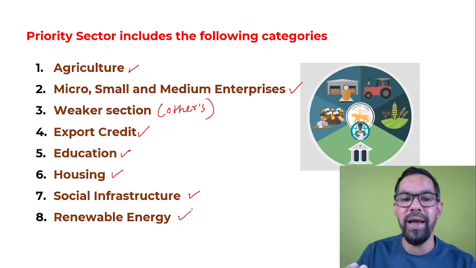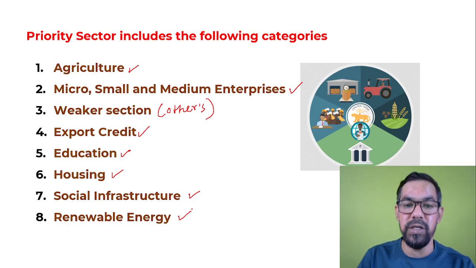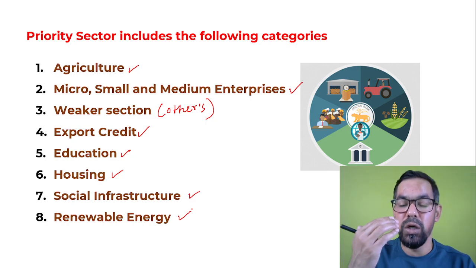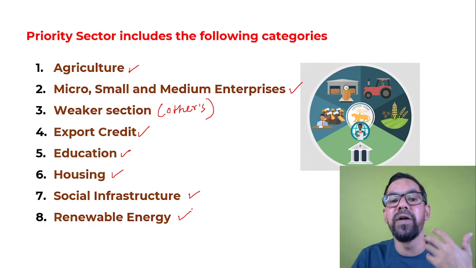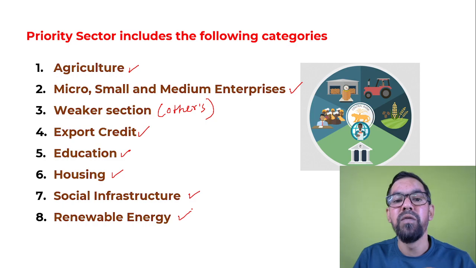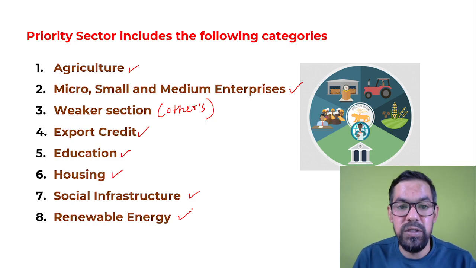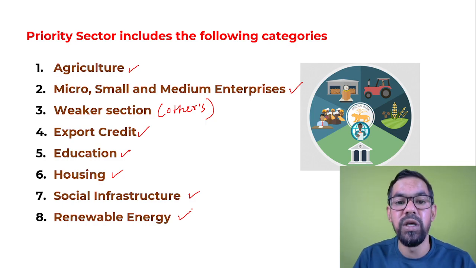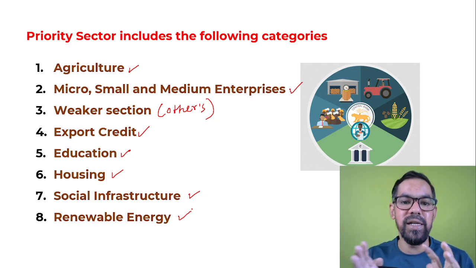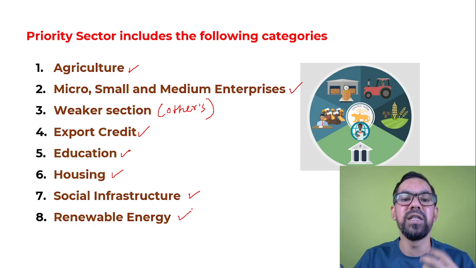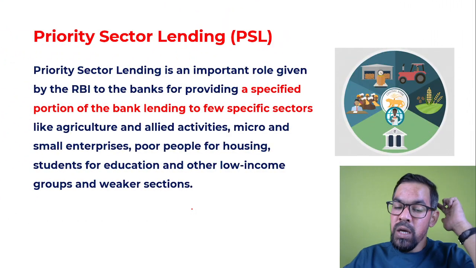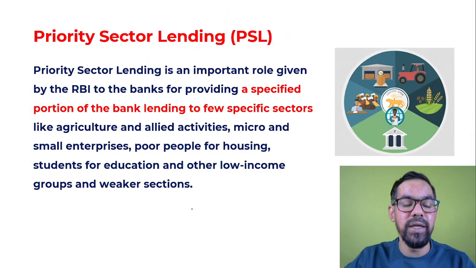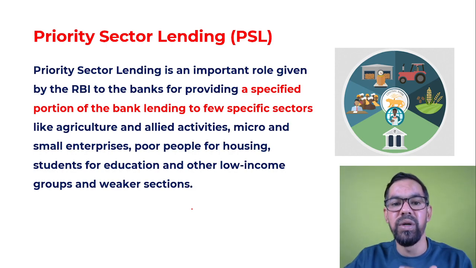If you are running a bank in India, you have to lend 40% of your ANBC to these particular sectors. They are also further categorized: for agriculture it is 18%, for MSME it is 7.5%, for the weaker section it is 12%. So RBI has identified these areas as the most important for the overall development of the Indian economy. Okay, so we will discuss in detail what comes under which sector.